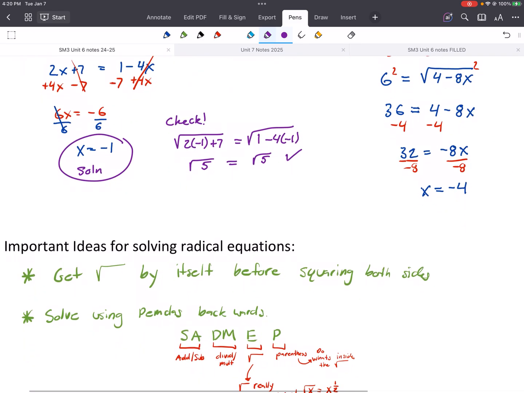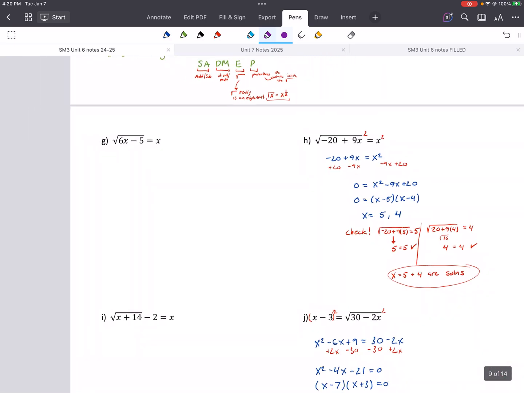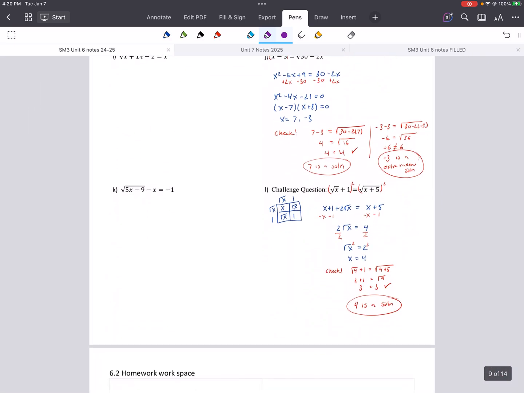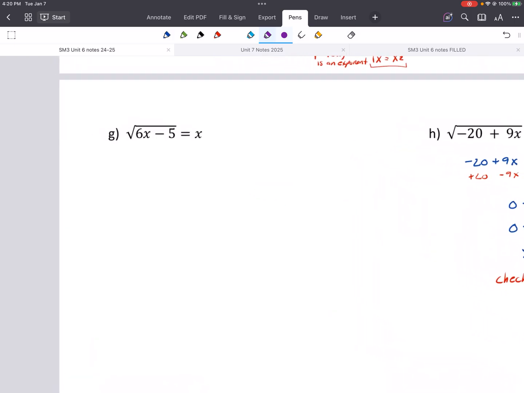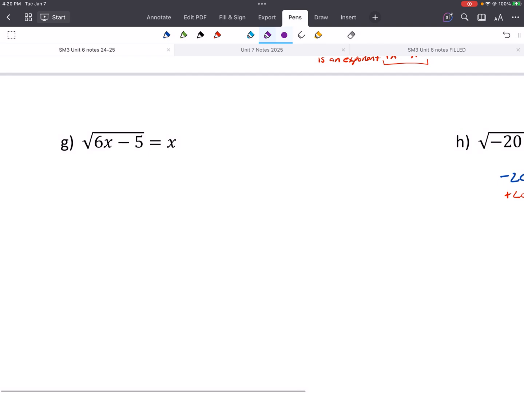All right, so we're just going to do maybe 3 more examples and we'll call it good. Okay, again, these other examples on the right side, you're welcome to do those if you would like. All right, so again, we already have the square root by itself, so we could just go and square both sides. So 6x minus 5 is equal to x squared. It's a quadratic, which means we need to have everything on one side.